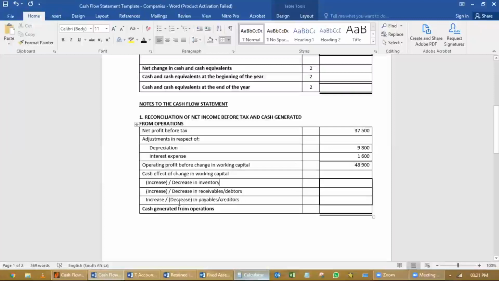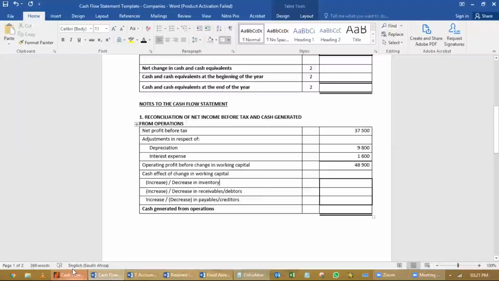If my creditors decreased, it means I paid them as I should have paid them. But when I pay them, money leaves my bank account. Therefore, there's an outflow of cash. So if my creditors decrease, that change goes in brackets. Okay, so let's look at these so we can get our amounts over here.